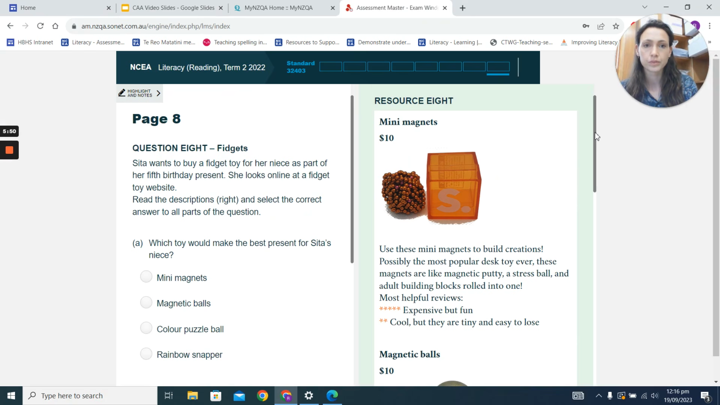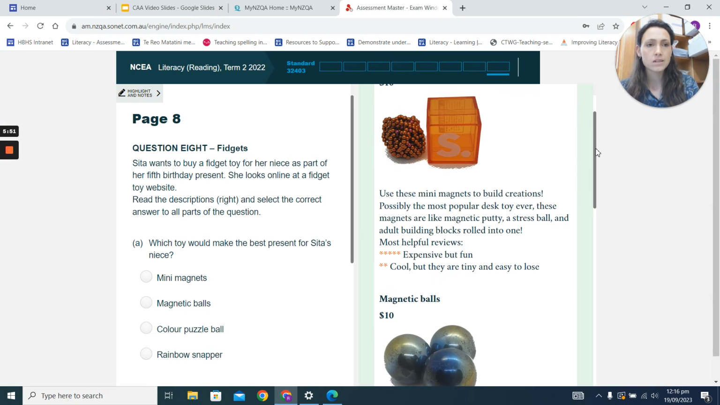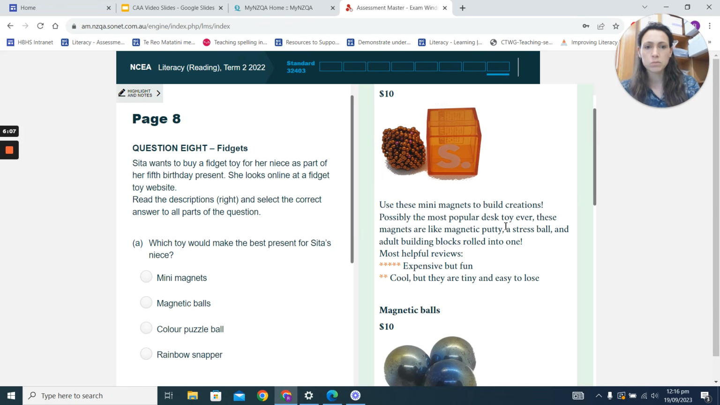Resource 8, mini magnets, $10. As I'm reading this, I'm just going to voice my thinking process aloud. And these are the kind of thoughts that you want to be having to make sure that you're understanding the text. Okay, use the mini magnets to build creations. Possibly the most popular desk toy ever. These magnets are like magnetic putty, a stress ball and adult building blocks rolled into one. Okay, so those ones are for adults.